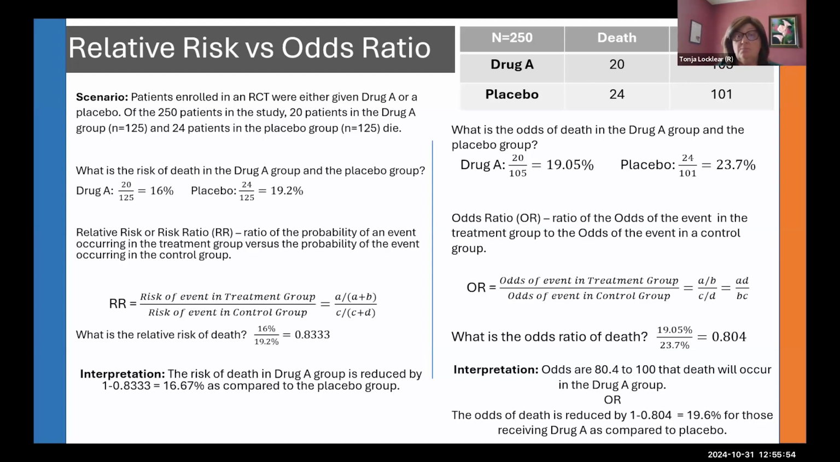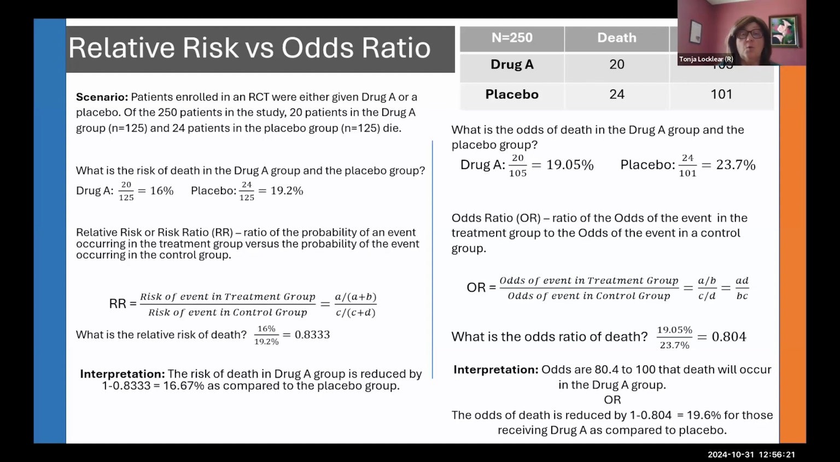We can interpret this two different ways. One way is to multiply this by 100, so the odds are 80.4 to 100 that death will occur in the drug A group. Or we could say the odds of death is reduced. Again, it's less than 1. It's reduced by 19.6% for those receiving drug A as compared to the placebo.